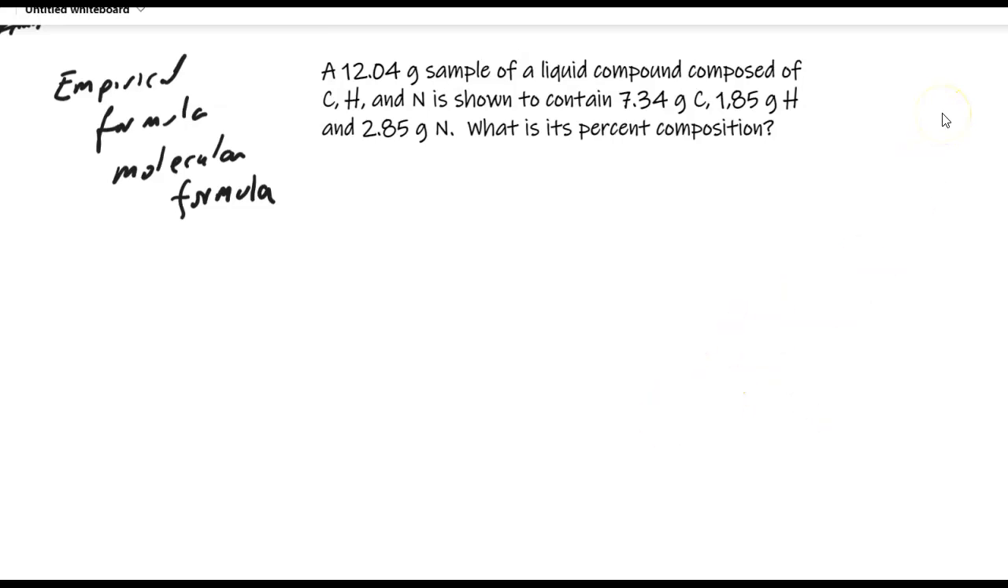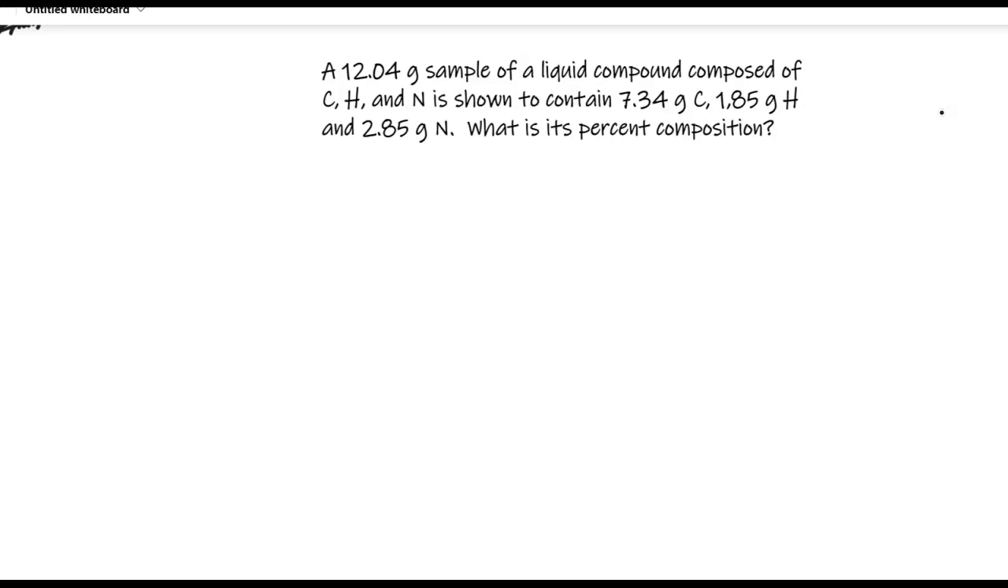Let's say we go into a laboratory, we make a brand new chemical compound, and we send it away for what's called elemental analysis. They'll come back and they'll say, hey, in a 12.04 gram sample of a liquid compound composed of carbon, hydrogen, and nitrogen, it's shown to contain 7.34 grams of carbon, 1.85 grams of hydrogen, and 2.85 grams of nitrogen. What is its percent composition? Well, pretty straightforward to do that, because again, percentage is always the same thing. It's the part over the whole.